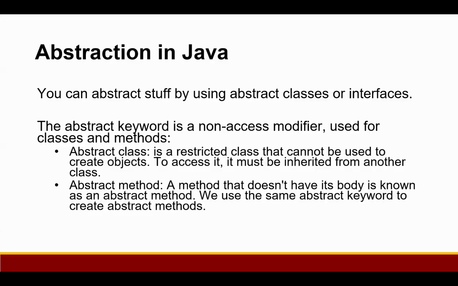So what is an abstract class in Java? An abstract class is a class that cannot be instantiated directly. It can contain both abstract methods, those without a body, and regular methods, those with a body. The abstract keyword is used to declare an abstract class and its methods.